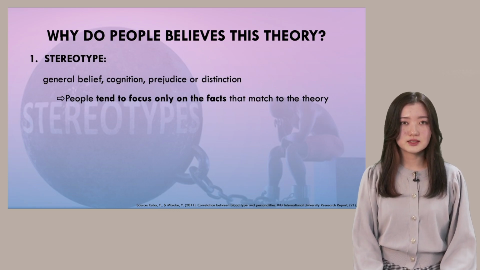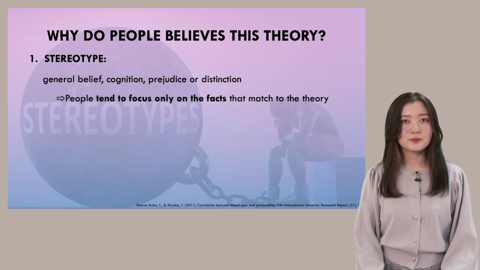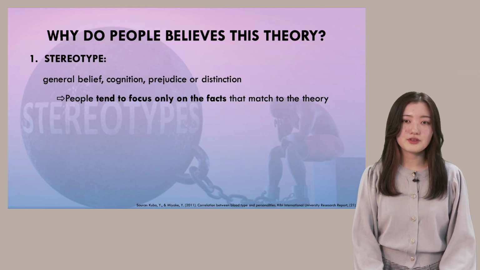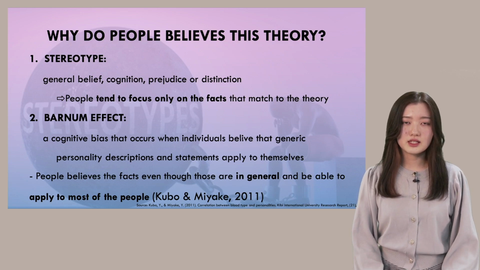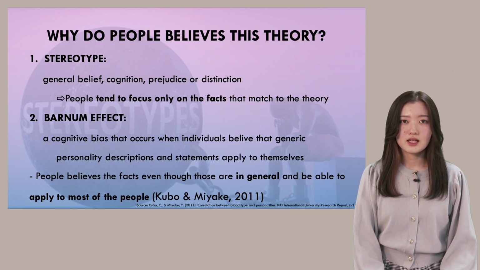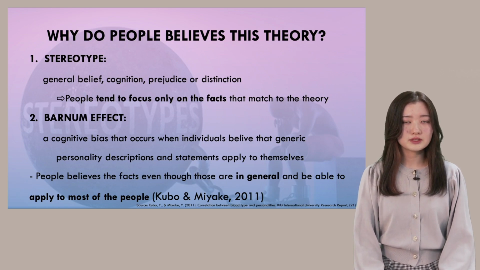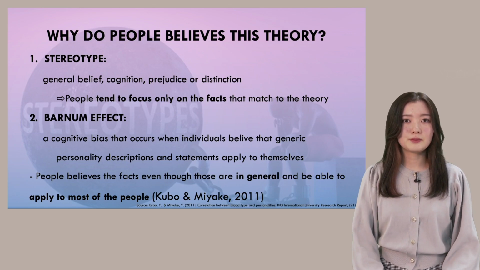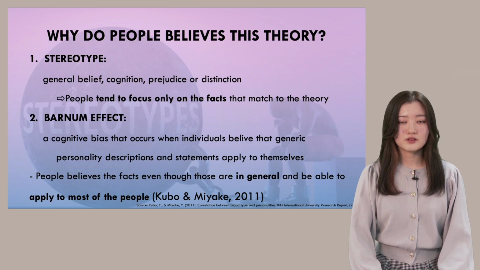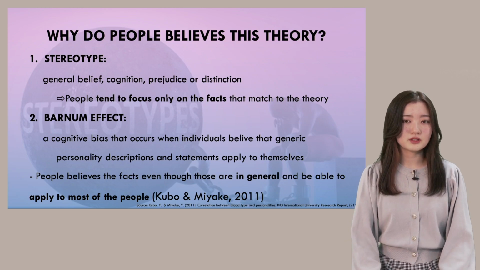One of the reasons is stereotype. It is a general belief, cognition, prejudice, or distinction. It means that people tend to focus only on the facts that match the theory. Another reason is called the Barnum effect. It is a cognitive bias that occurs when individuals believe that generic personality descriptions and statements apply to themselves. It means that people believe statements even though they are general and can be applied to most people.